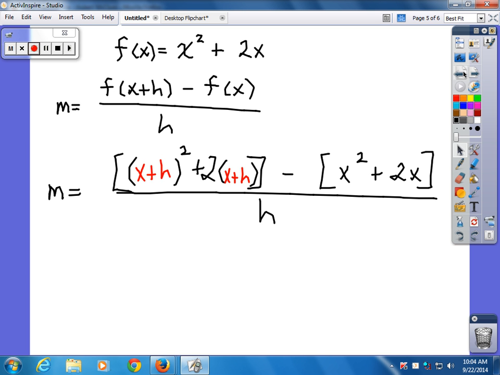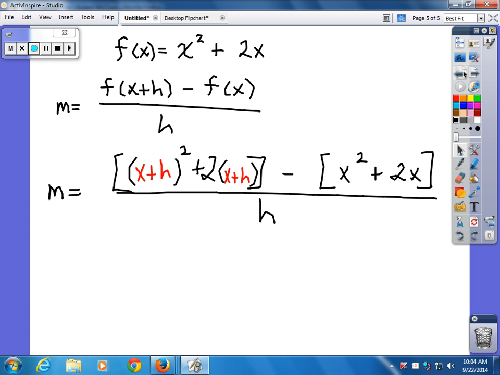Why does it go here and here? Because f of x is what? Parentheses squared plus 2 times parentheses. If this is a 3, you put 3 there. If this is a star, you put a star here. If this is a -8, you put a -8 here.